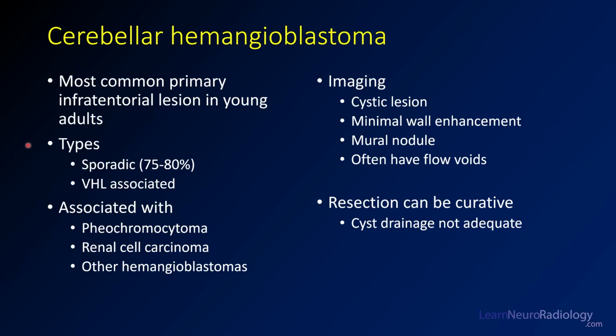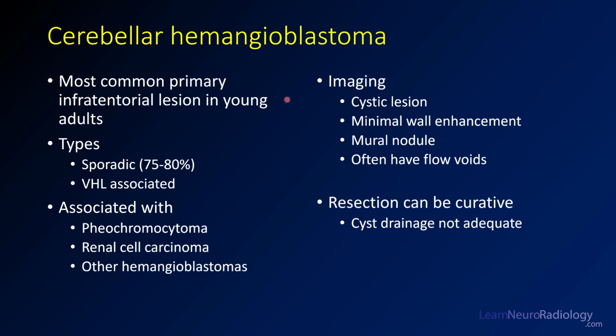This one happens to be a cerebellar hemangioblastoma. This is the most common infratentorial lesion in young adults. These are often associated with von Hippel-Lindau, or at least on test situations, people think about von Hippel-Lindau. However, a vast majority of them are sporadic, so they're in patients that don't have a history of von Hippel-Lindau. Because of that, they're associated with other diseases: pheochromocytoma, renal cell carcinoma, other hemangioblastomas.